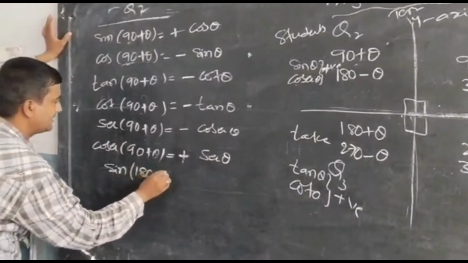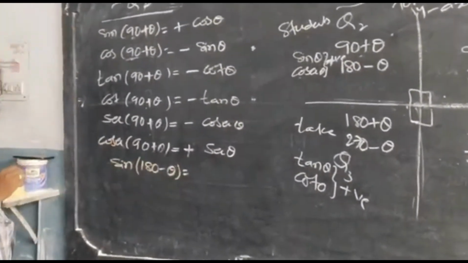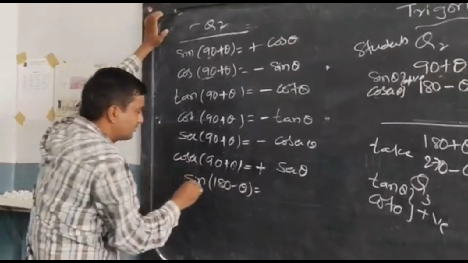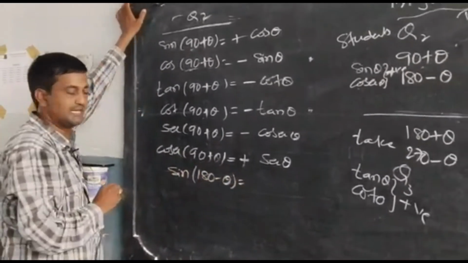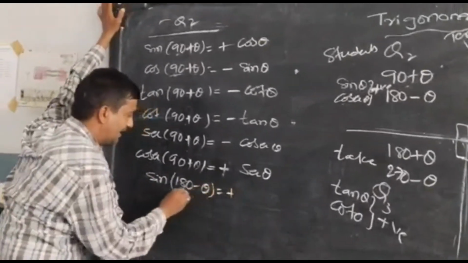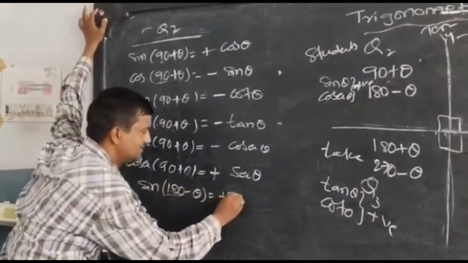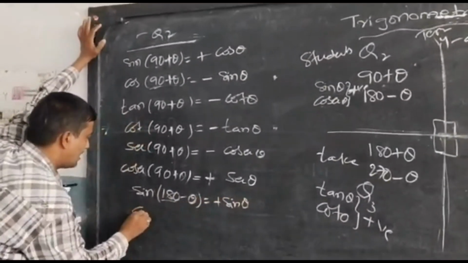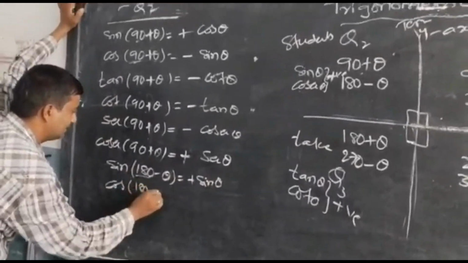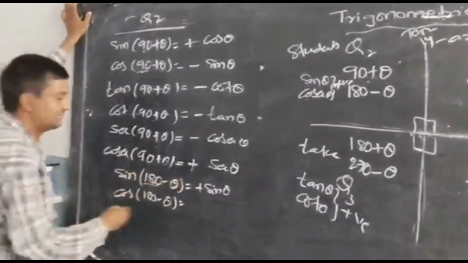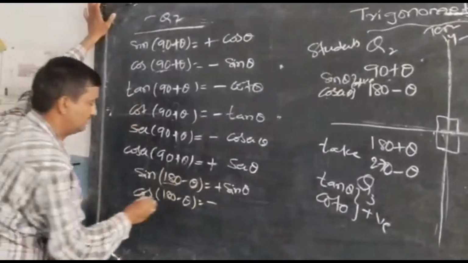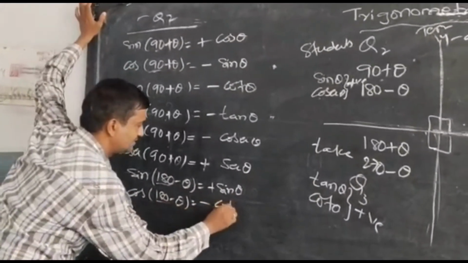Like sin 180 minus theta. 180 minus theta is in the second quadrant. In the second quadrant, sine is positive. Sine is positive and the angle is 180, n is even, so there is no change in the ratio. That is what? Sin theta. Cos 180 minus theta. 180 minus theta lies in the second quadrant. In the second quadrant, cos is negative. The angle is 180, there is no change in the ratio.